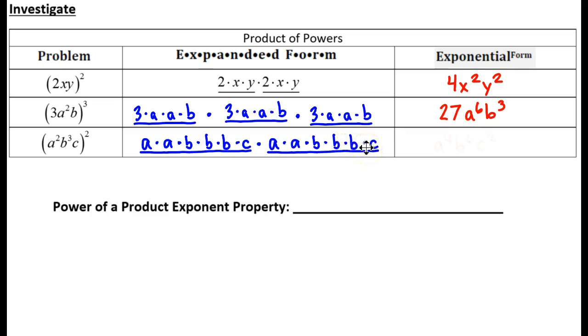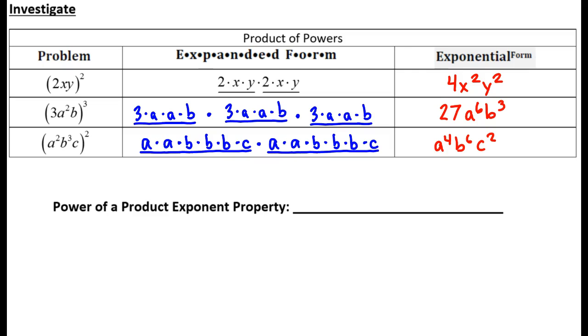So now if we compile all the a's together, all the b's together, and the c's together, I have 1, 2, 3, 4, so this is a to the 4th. 1, 2, 3, 4, 5, 6, so that's b to the 6th. c times c, which is just c to the 2nd. So my final answer is a to the 4th, b to the 6th, c to the 2nd.